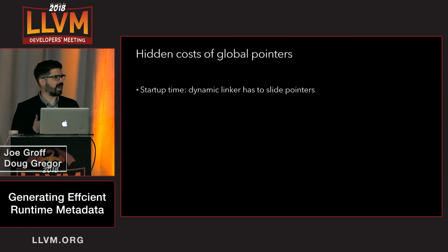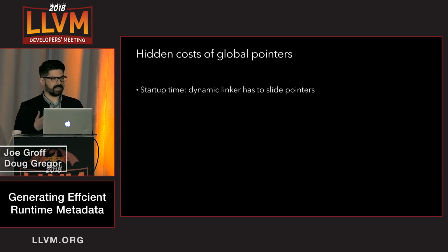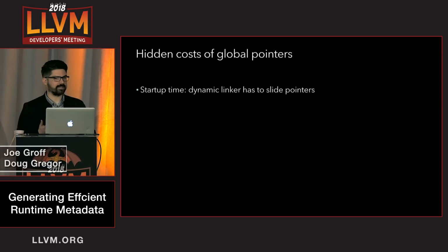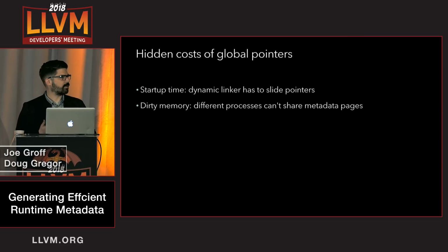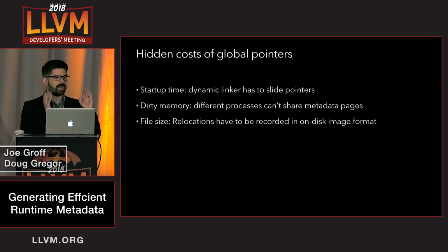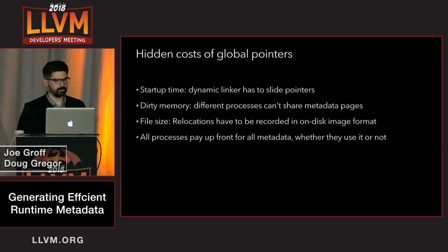So there are all these hidden costs to having these global data structures full of pointers. It takes time to relocate all these, and that delays the start of your actual program. By dirtying the memory, we've increased the memory use of the entire system. We can no longer share these pages among processes that share the same dynamic libraries. It also increases the file size cost of these data structures. Not only do you have to have the in-memory representation, but you also have to pay for all the relocation data in order to fix it up at load time. And while in a large framework or in a large program, you probably end up using a different cross-section of the classes in that program in any one execution, the dynamic linker doesn't know that, and it has to do all this work up front regardless of what your program actually uses.